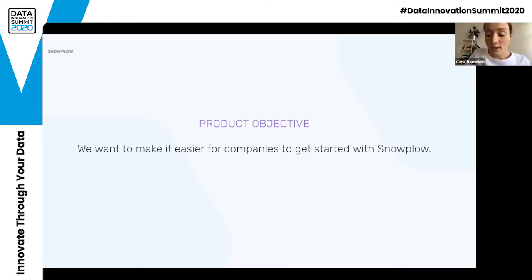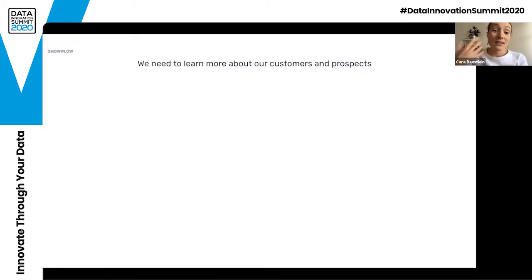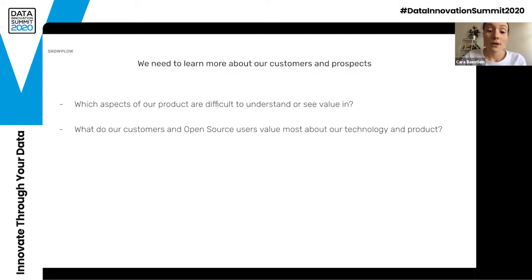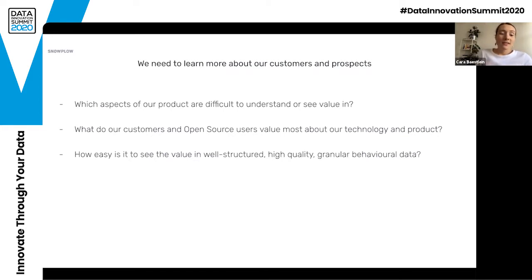But for that purpose, we realized we actually needed to learn a little bit more about our customers and prospects first. And so the first thing we wanted to investigate is which aspects of our product are actually difficult to understand or see value in. Secondly, what do our customers and open source users value most about our technology and product? And thirdly, how easy is it more generally to see the value in well-structured, high-quality, granular behavioral data? So how easy is it to communicate these various aspects that we focus on within our technology?